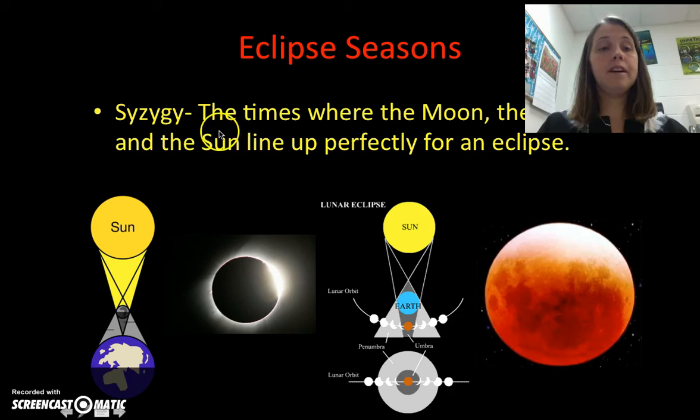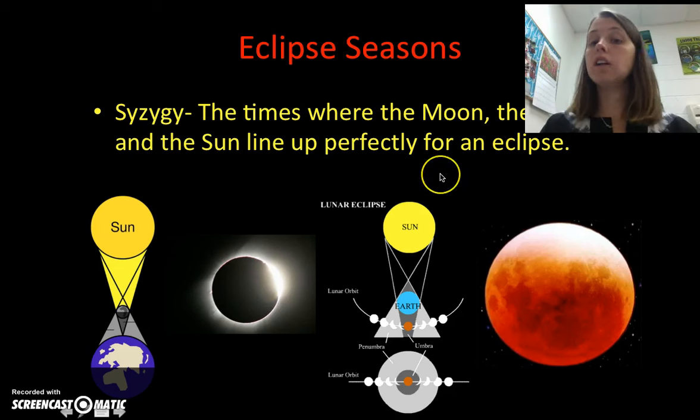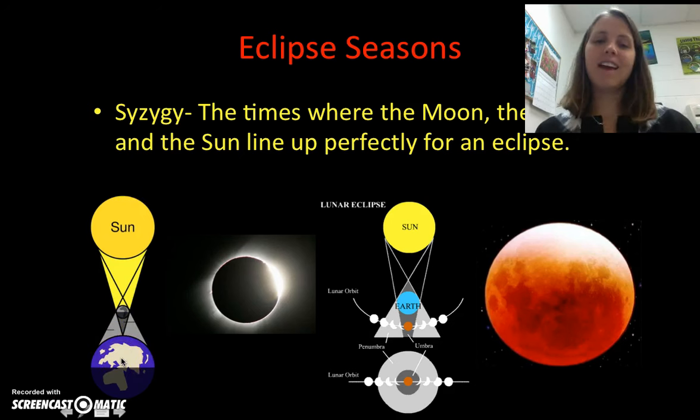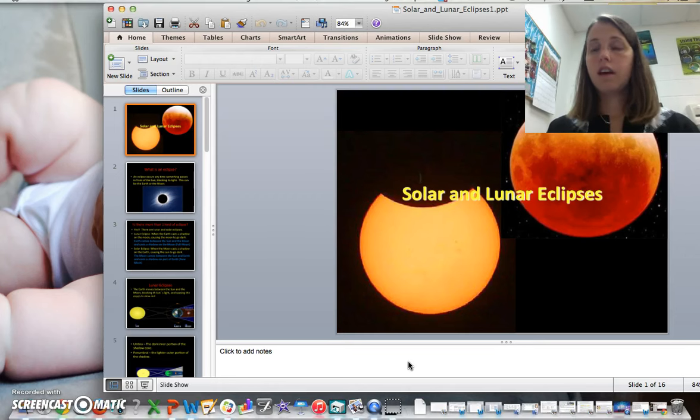So I'm not going to even try to say that word. I think it's syzygy, the times where the moon, the Earth, and the sun all line up perfectly for an eclipse. So it would be like this. This is a syzygy, and that would give you a full solar eclipse. Or I guess it could also give you a full lunar eclipse depending on where you're at as well, because they can line up this way as well. All right, and that is solar and lunar eclipses. Thank you very much.